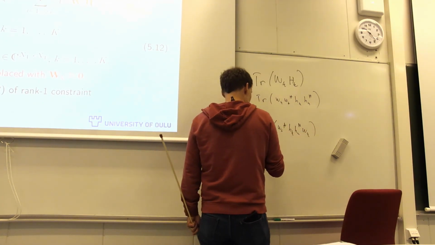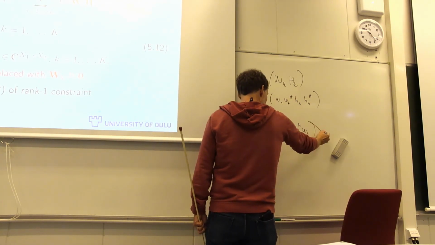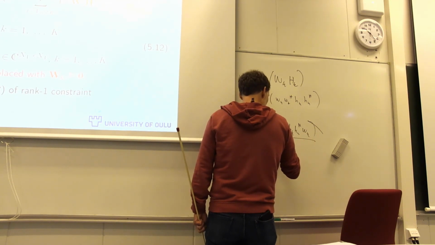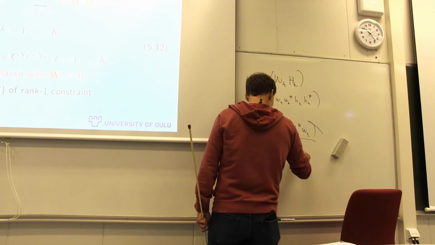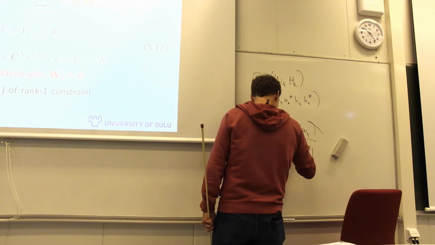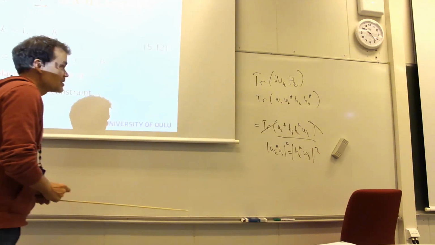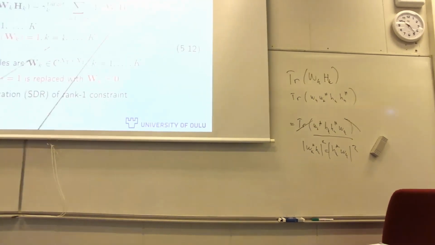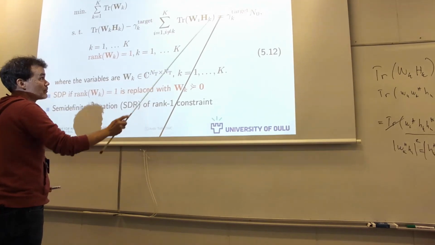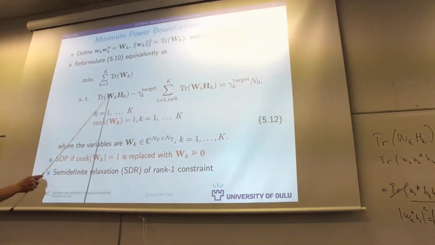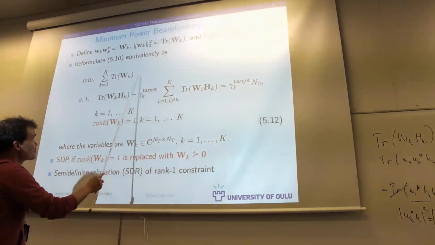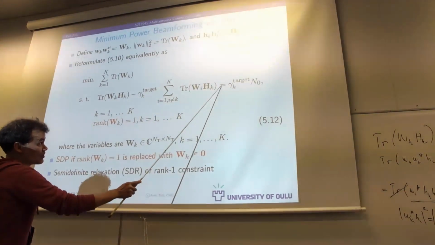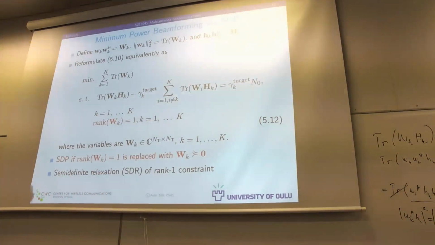This is a scalar, right? So you can remove the trace, and this is equivalent to WK Hermitian HK squared, which is equivalent to HK Hermitian WK squared. Similarly for all these other terms, and you get the SINR constant. You can add an equality here, because this is a linear expression, a linear constraint.